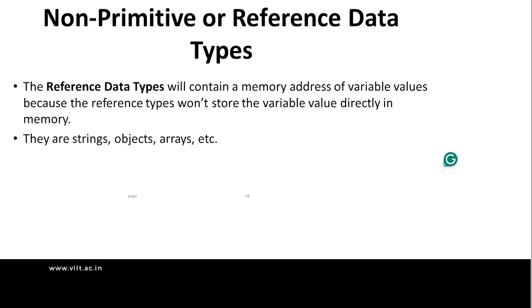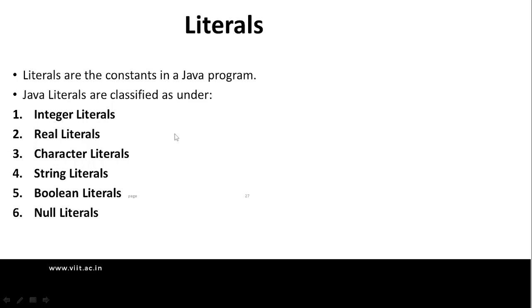Non-primitive or reference data types. The reference data types will contain the memory address of the variable's value, because reference types do not store the variable value directly in memory. They are string, objects and arrays.